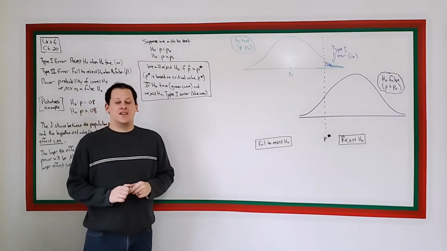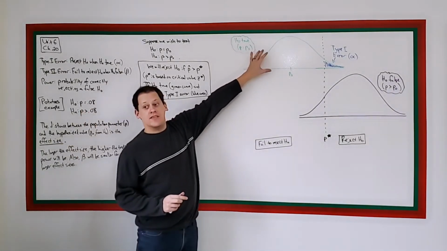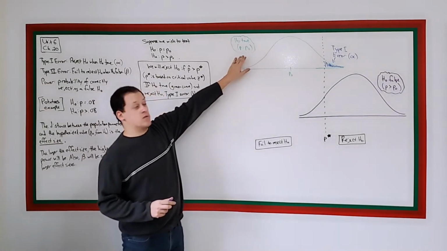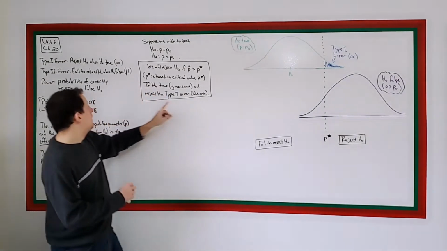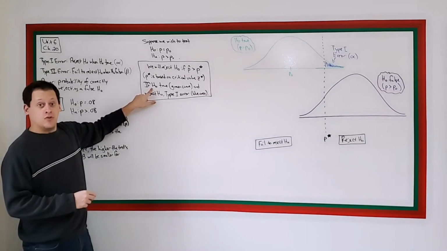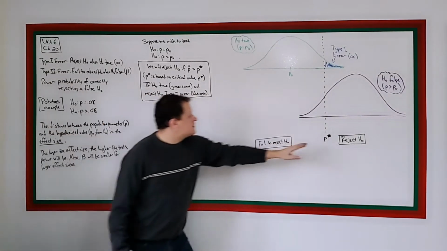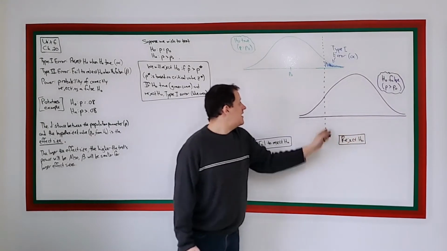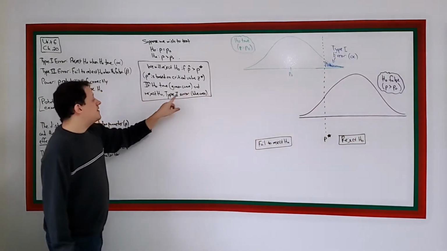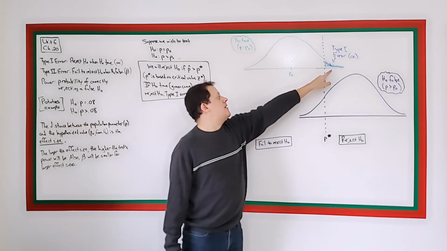Everything we've talked about so far has been dealing with this green curve, which represents where the null hypothesis is true. If the null is true, which is that top curve, that green curve, and we reject, which means we're on the right side of this dotted line, then that's type 1 error, the blue area.